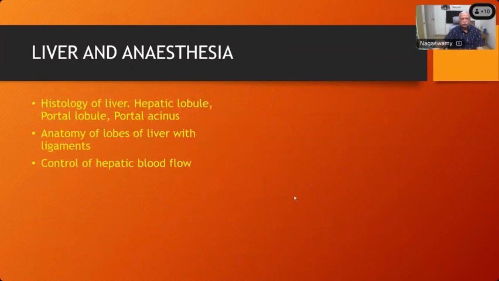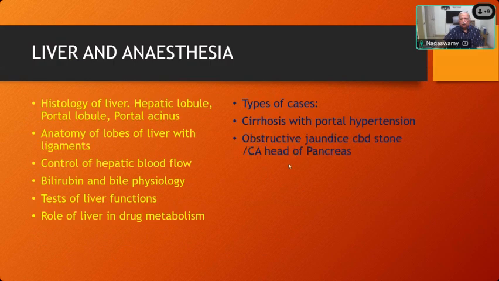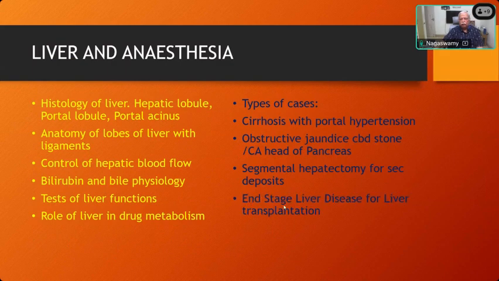So the other things that we have to know about, these are all the points that you have to remember with regard to the liver. Types of cases: cirrhosis with portal hypertension, obstructive jaundice, CBD stone, cancer head of pancreas, segmental hepatectomy for secondary deposits, end-stage liver disease for liver transplantation. So these are all the types of cases that can be kept in the examination. And anesthesia for ERCP, that is what I just gave you.